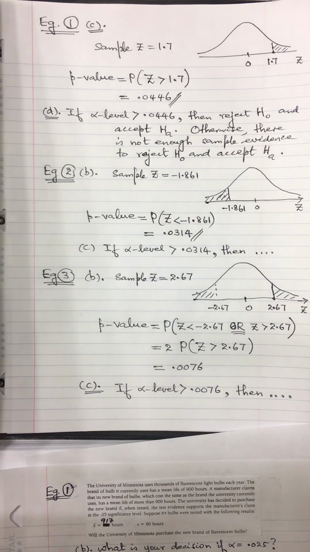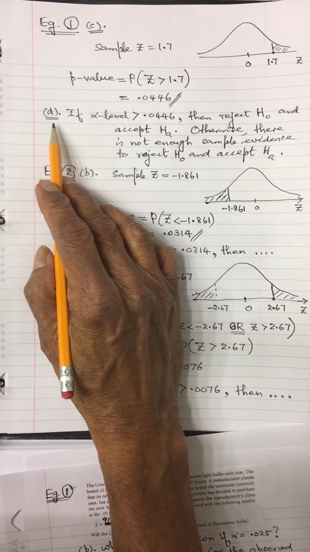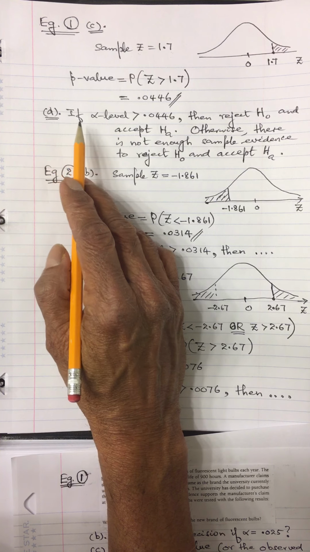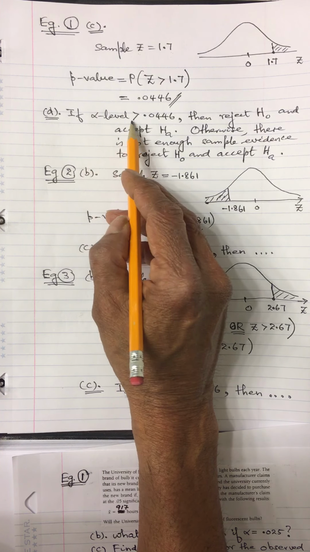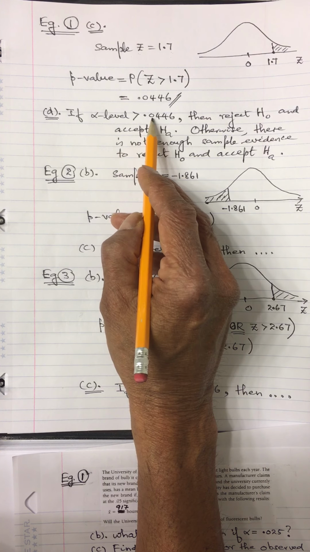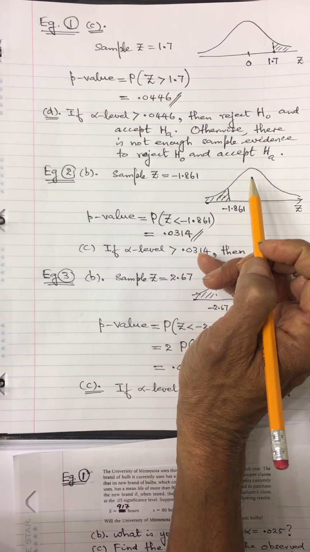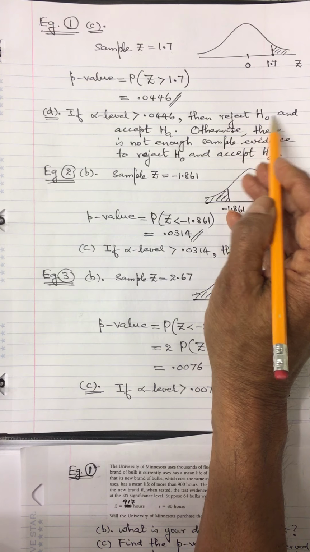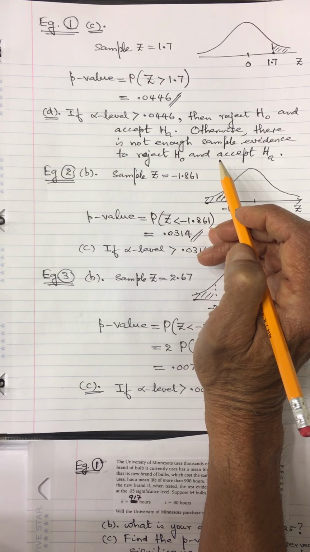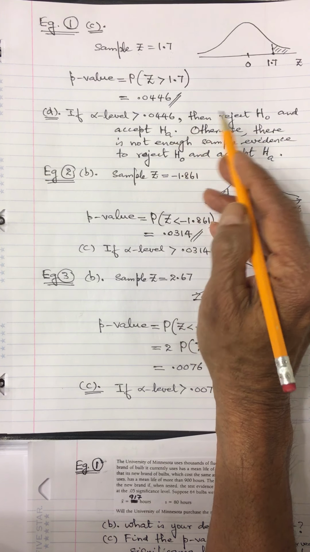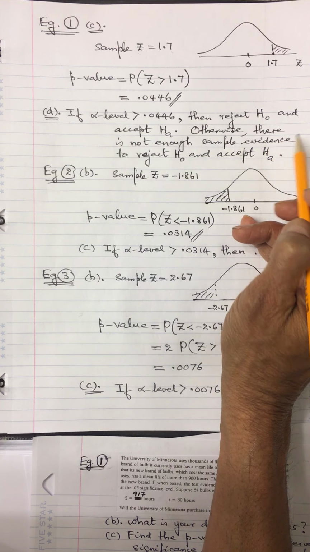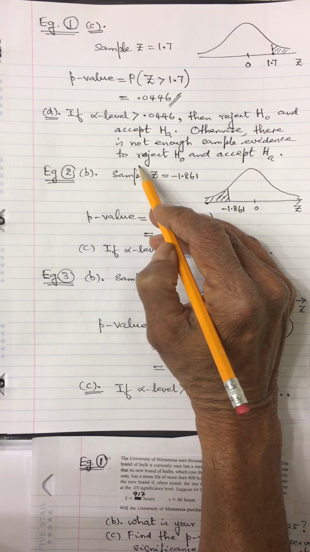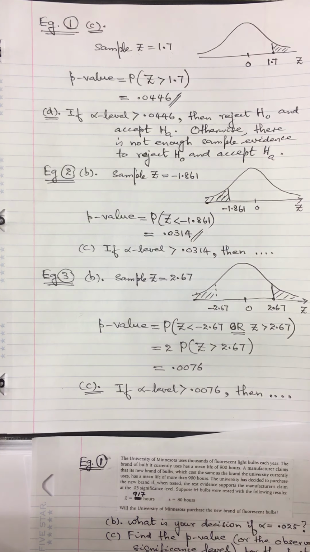Give your conclusion, give your decision using the p-value, okay? So part D goes this way now. If the given alpha level is bigger than 0.0446, then reject H0 and accept HA, meaning that the new bulb is better than the old. Otherwise, there's not enough sample evidence to reject H0 and accept HA.